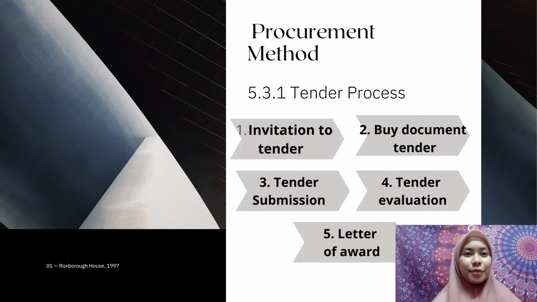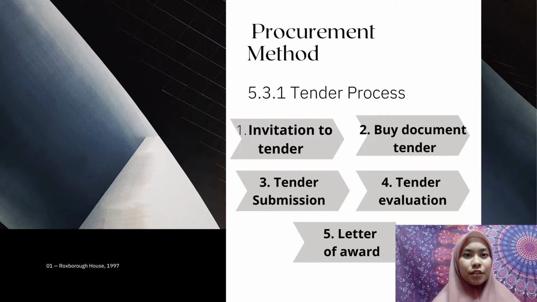Next, for procurement method, there are 5 tender processes. First, invitation to tender. The client has issued the tender to the best contractor with financial stability and previous project experience. Contractor must respond to the letter indicating whether or not they are interested in bidding on the project. Second, buy tender document. Tenderers interested in bidding on this project must purchase the tender material, which includes BOQ, from the client office. Third, tender submissions. Tenderers will submit their bids on time so that their price and technical data can be evaluated.